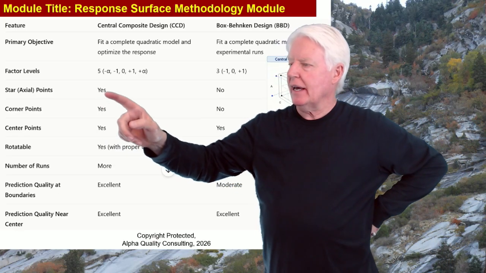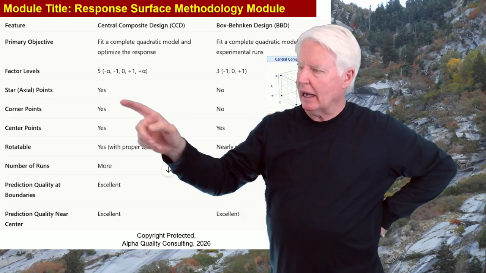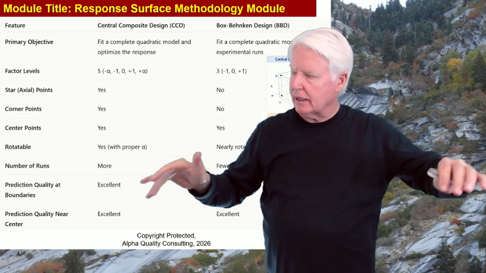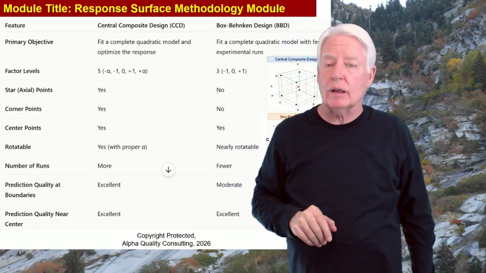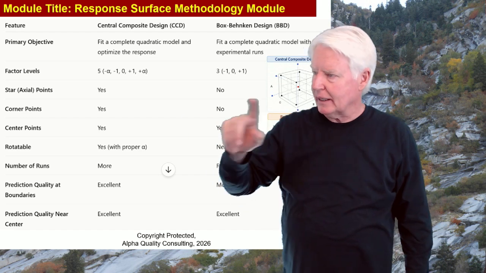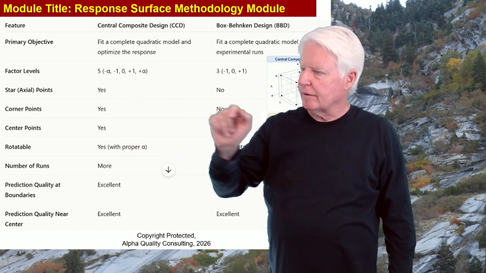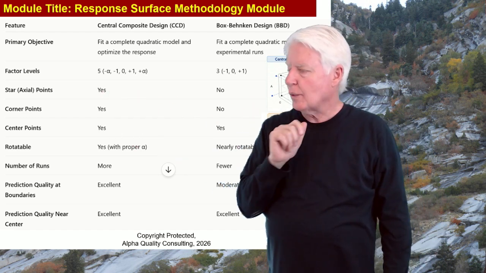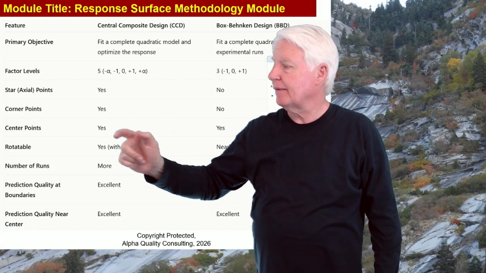Star axial points, yes for CCD. No for Box Behnken. Why do we like that? Because it kind of stretches us out a little bit, and it gives us a better model of curvature, especially within our operating range there. So we can model it. It's a better model of that.